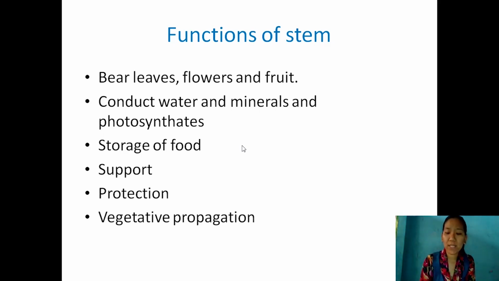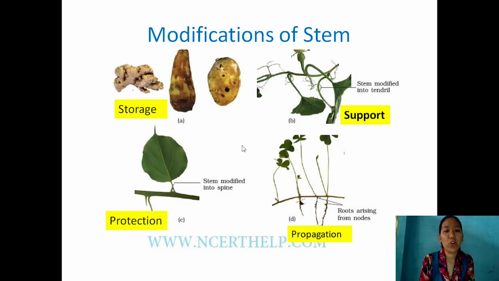So let us look at some of the modifications of the stem to meet the function. First one is for storage. As you can see in the picture, these are the bulgy parts of the stem which are modified for the storage of food. As discussed, the stems are aerial parts, but in the case of examples like ginger and potato, these are underground. The stem can also be underground. These are bulgy and they store reserve food.